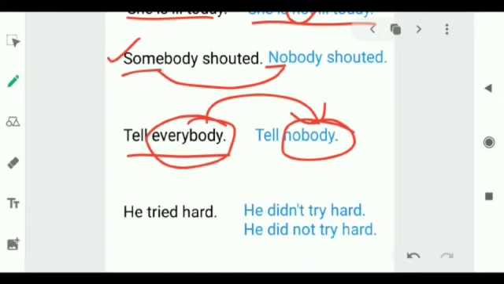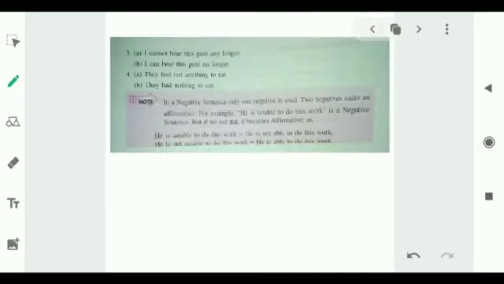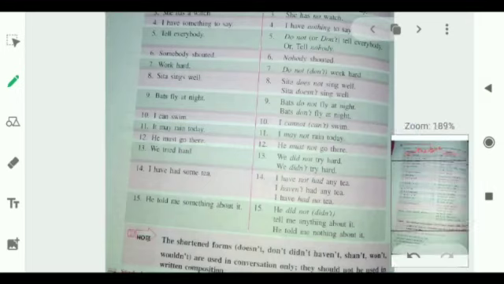He tried hard. Now, while I'm changing it, just see how I'm doing it. He didn't try hard. Means he made no effort. And the other way to write didn't is did not. You can use the abbreviated form or you may write it in full form. Now, let's move back to our page and have more examples.